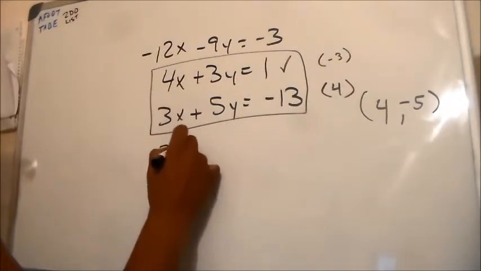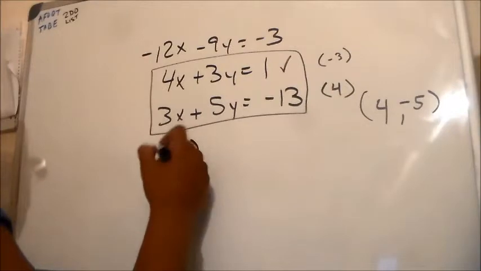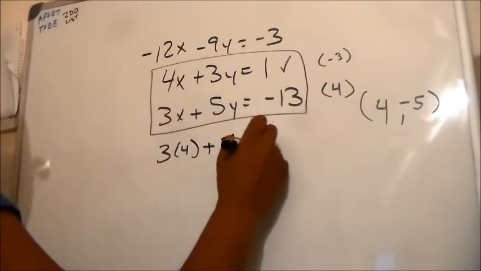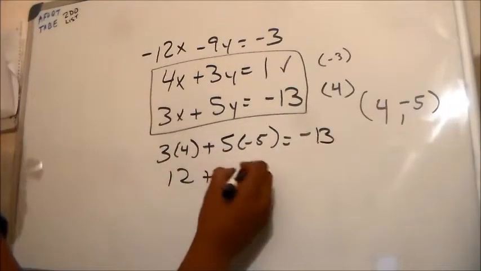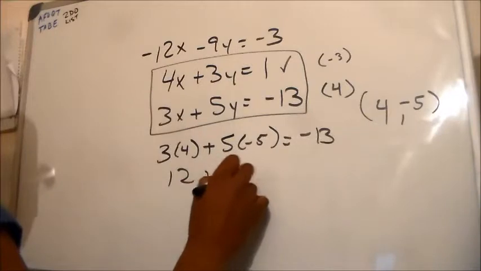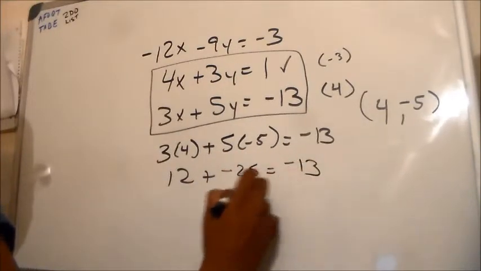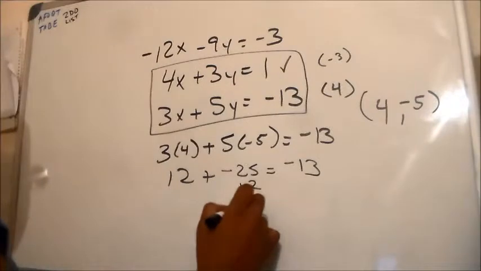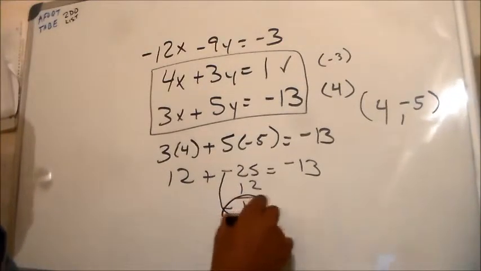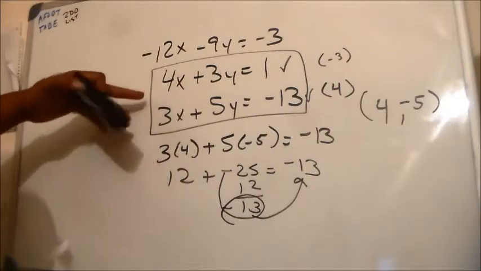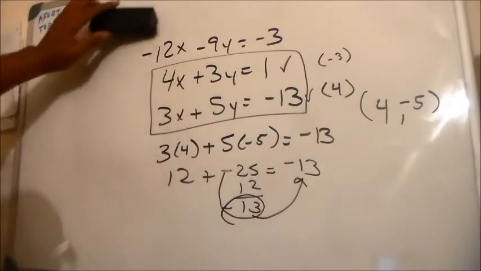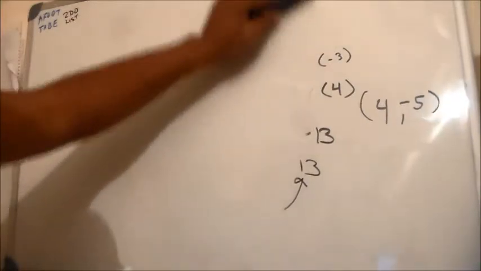Now 3 times the x value of 4, and negative 5 for y, equals negative 13. 12 plus negative 25 equals negative 13. For the 12 there, 12 and 25, we take the difference, and negative is the bigger number. This one checks out too. So you can see how that works out. Even though we started with this, we could do some things to manipulate it, if need be, to come to our end.